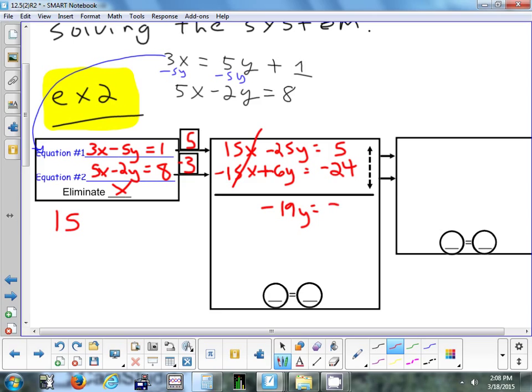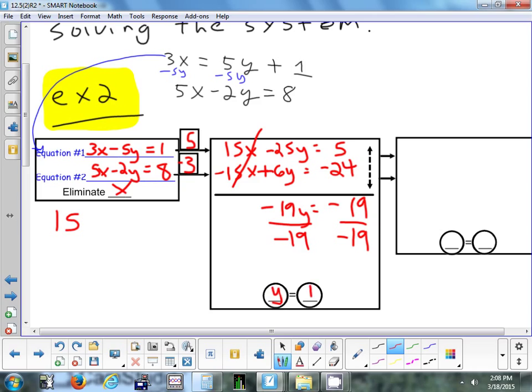What's 25 minus 6? No, 19. Negative 19. But because I like you, redeem yourself. What do you do now? What am I going to do right now? Divide. Thank you very much. I knew you could do it. Have some confidence. What does y equal? 1. Excellent.